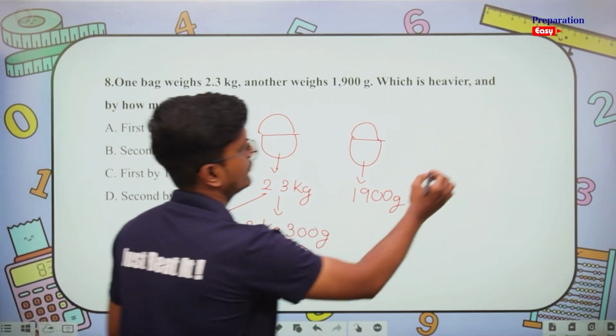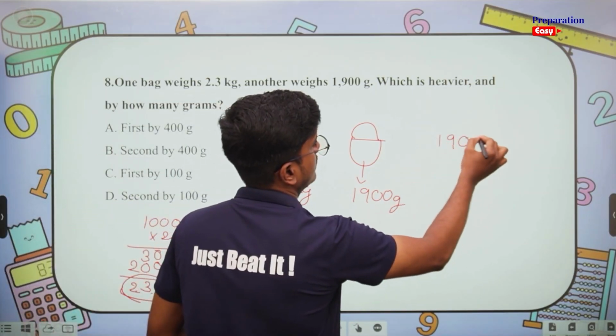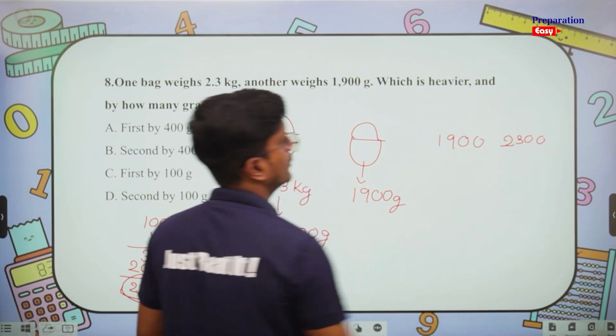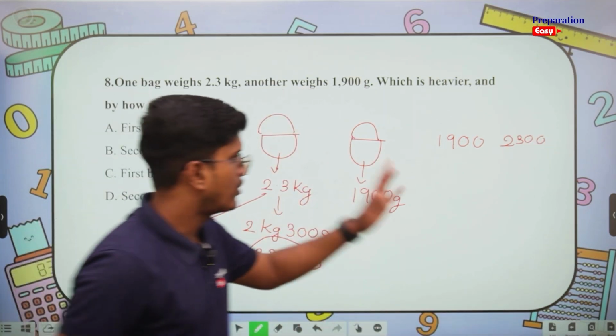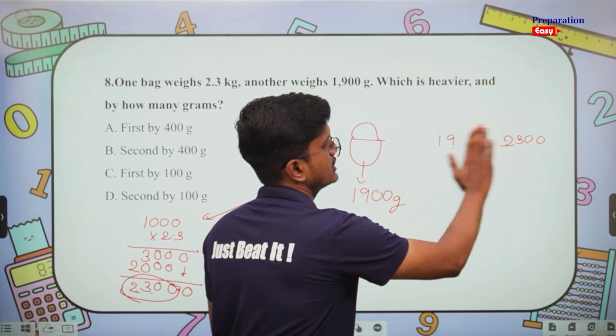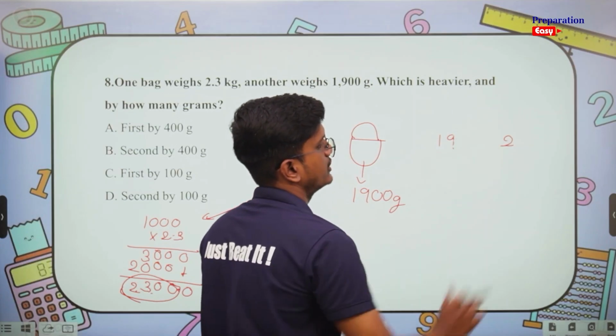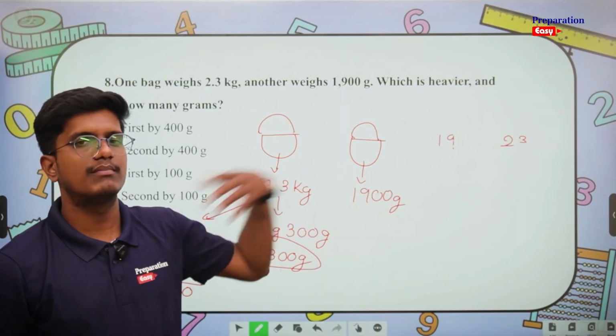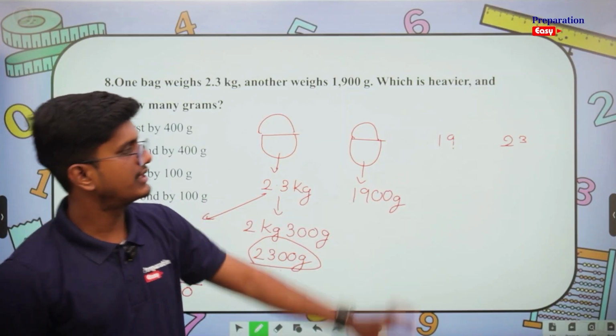Okay, so we have two bags. One is weighing 1900 and one is weighing 2300 grams. Forget about these two zeros. Let's consider we have 19 and 23. So which number is bigger? Of course, 23 is bigger.